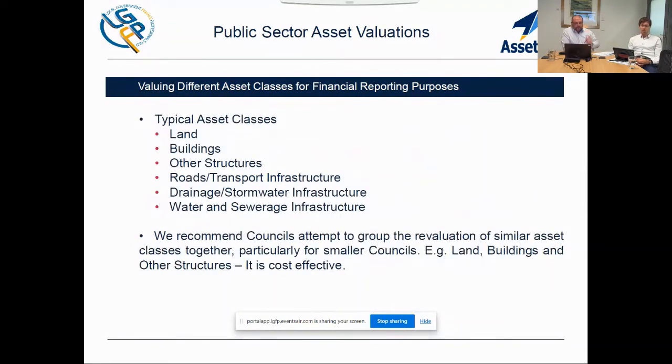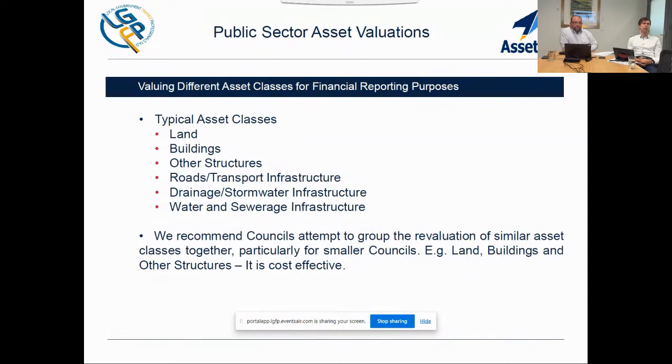So here's just a bit of a summary of the different asset categories that would commonly be found in local government assets. You've got your land and buildings and other structures, and then you've got your different infrastructure categories. Regardless of the asset category, the same standards and same processes are undertaken to do a valuation. There's just some different inputs and different things that you have to look for when doing different asset categories, which we'll get to a little bit later.